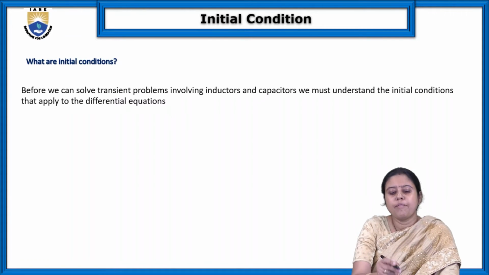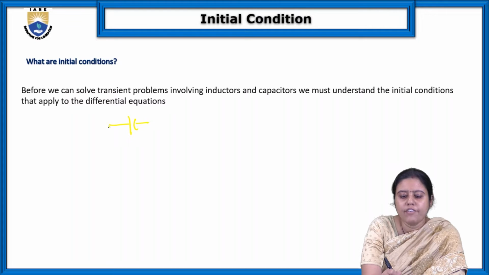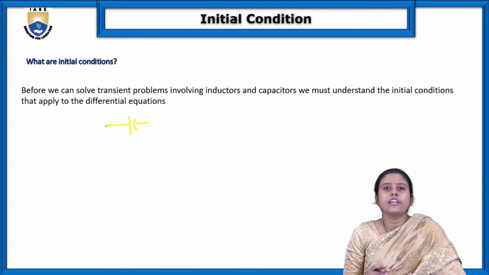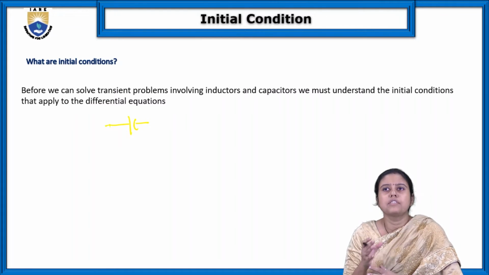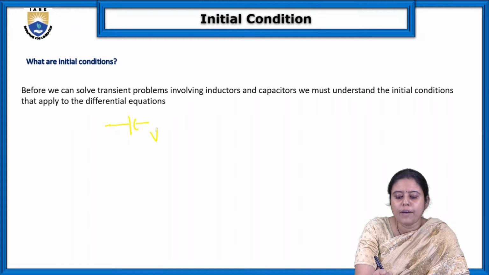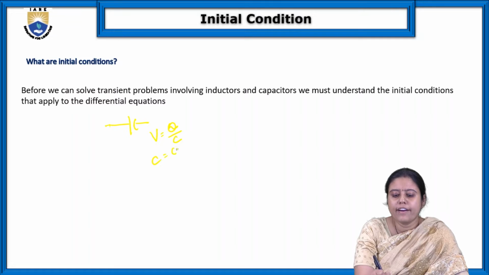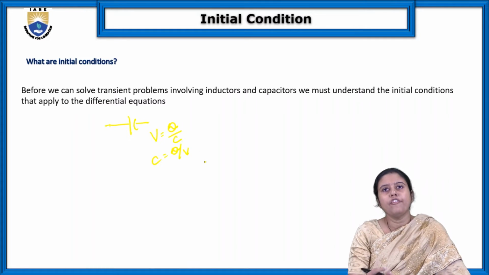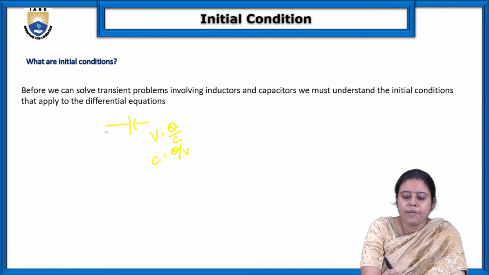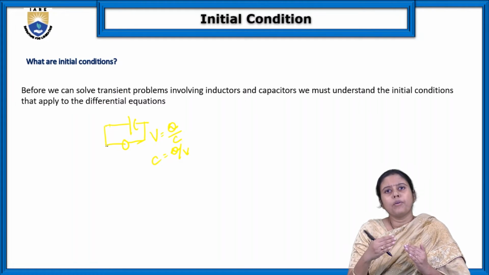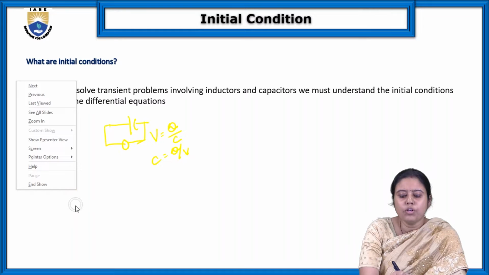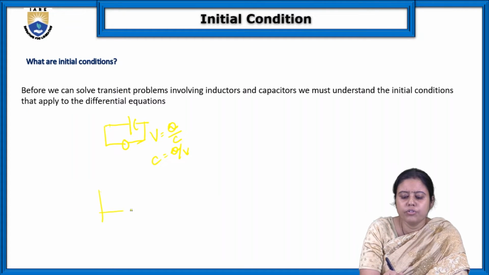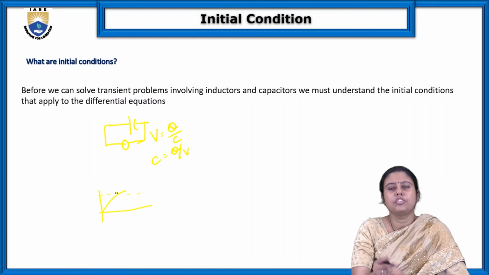So let's think about a capacitor. What is the definition of a capacitor? It will hold some charge. So we know for a capacitor V is equal to Q by C, or we can write C is equal to Q by V. Say we have a capacitor connected with a voltage source. What will happen? When the switch is on, it will start to charge.